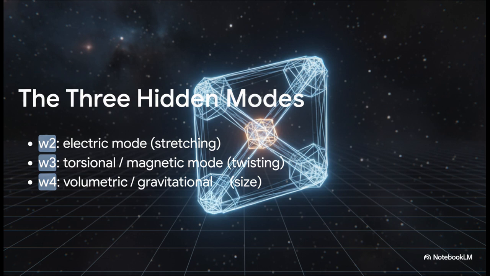So you've got W2, which corresponds to an electric or a stretching response. Then you have W3, that's a torsional or twisting mode, and that's linked up with magnetism. And finally, there's W4, a volumetric mode that controls the cell size, and the MMU connects that one to gravity.